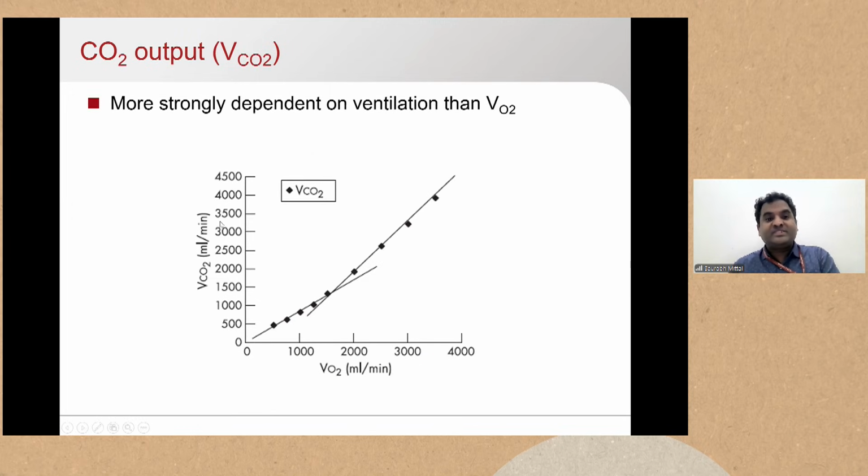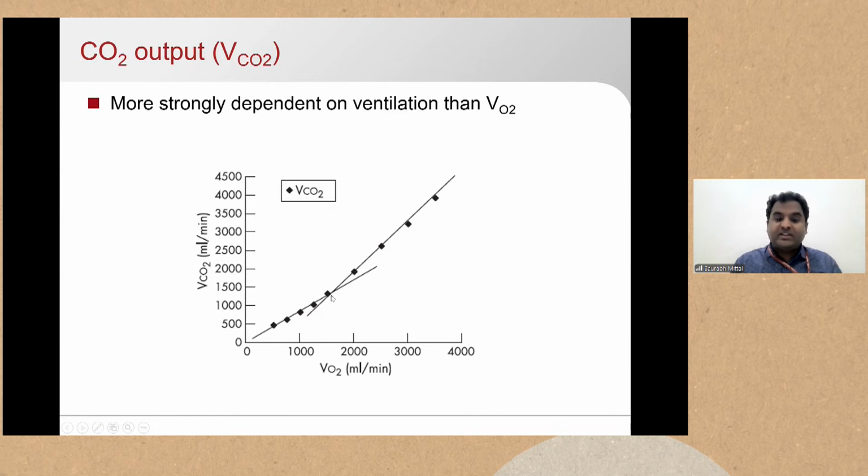Now the second value is the VCO2. VO2 is oxygen uptake, and VCO2 is carbon dioxide output per minute, that is, the amount of CO2 which is produced per minute. This graph shown on the screen is something very important. On the x-axis we have VO2 and on the y-axis we have VCO2. As a patient starts exercising, the VO2 increases and VCO2 increases. So both increase. That means oxygen consumption increases and carbon dioxide output increases during the patient's exercise.